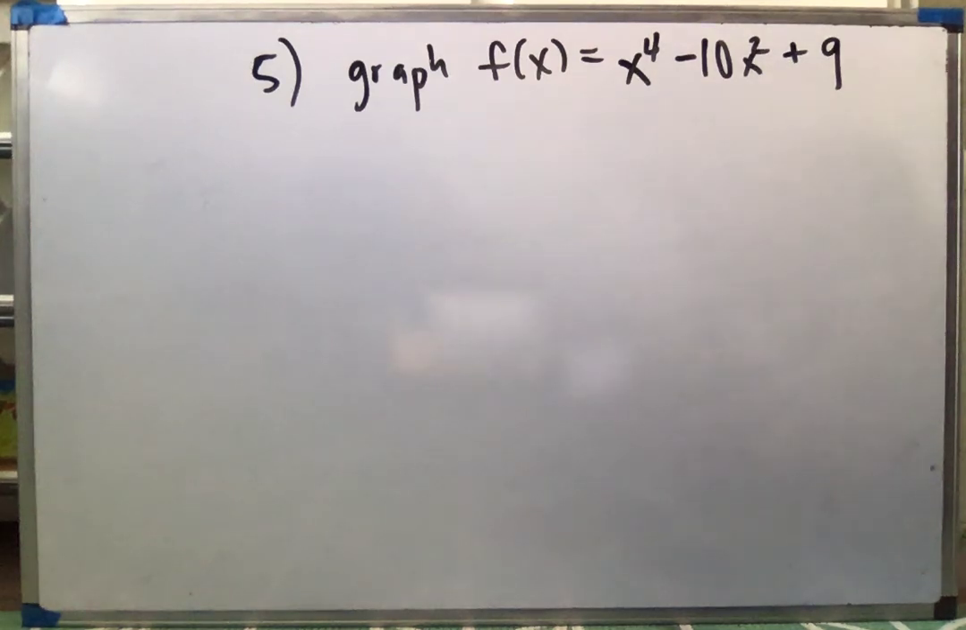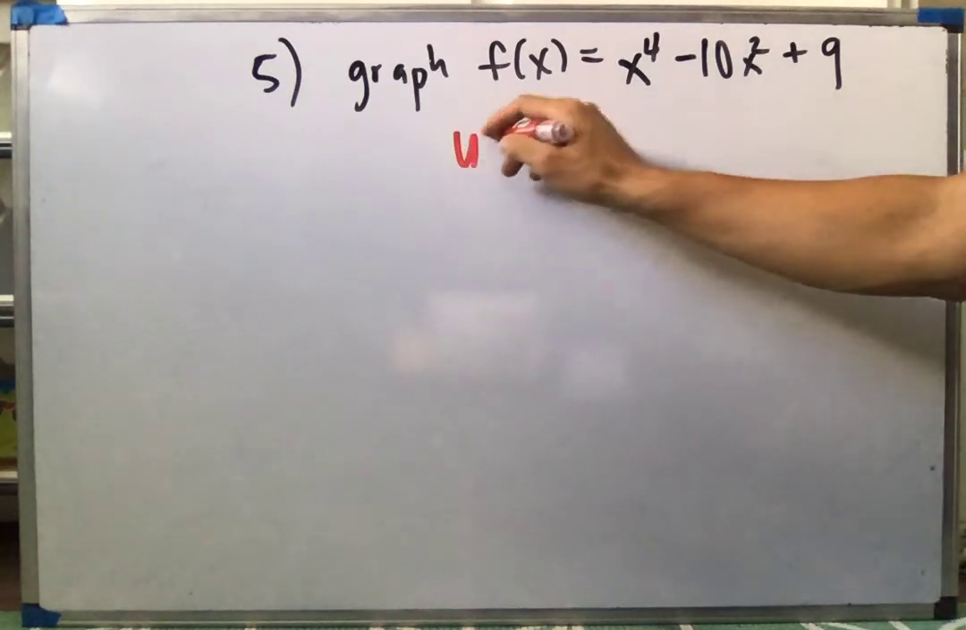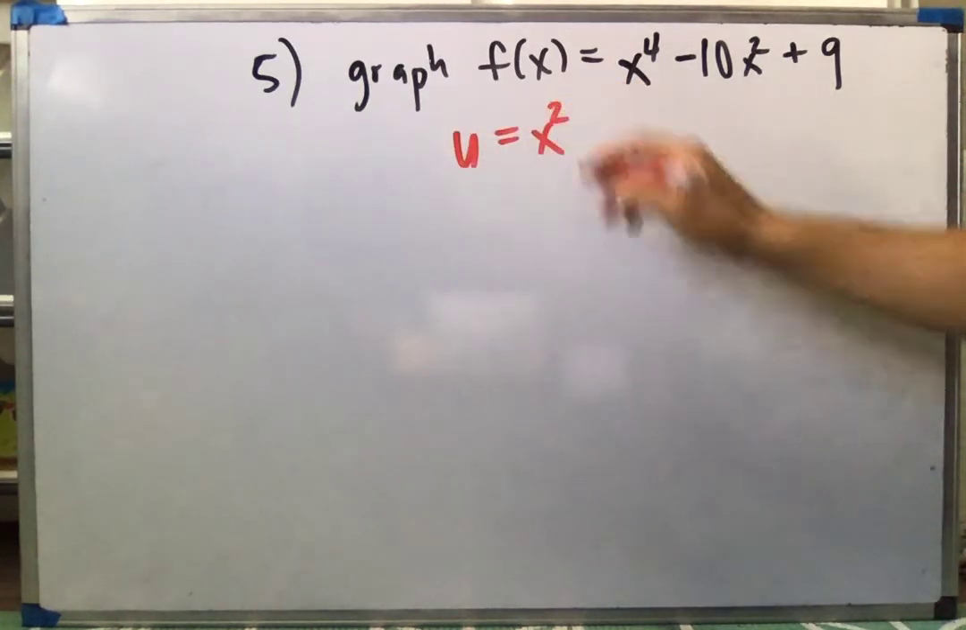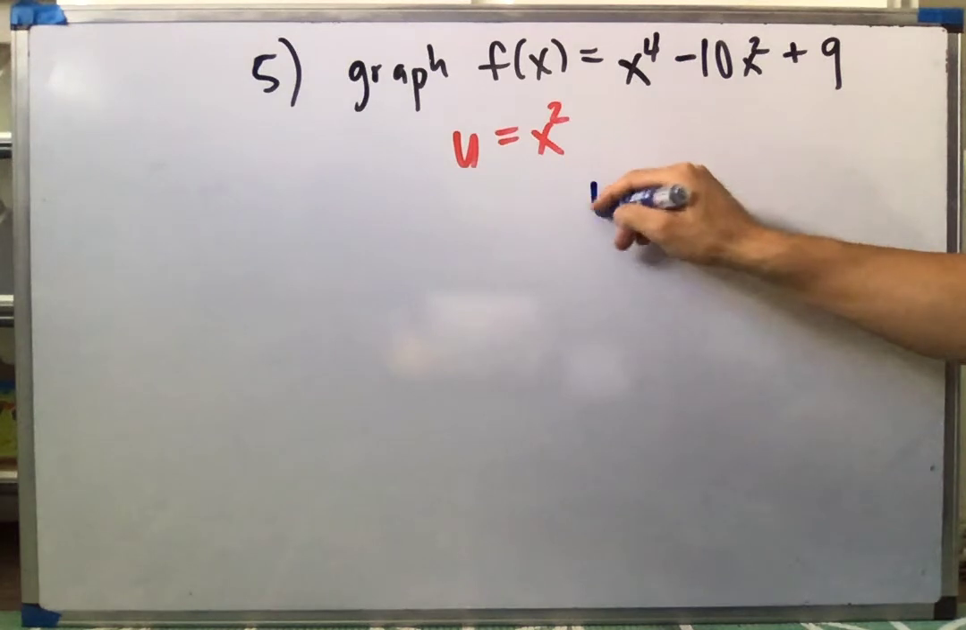Okay guys, this is number 5. We're asked to graph another function. This one again factors nicely. This is an easily factorable one. So the way that we do this one is actually with a u substitution. We'll let u equal x squared, and then that's going to let me rewrite this original function as u squared.